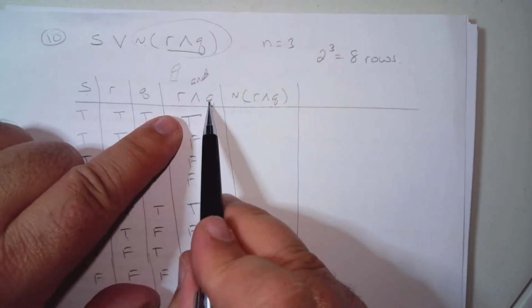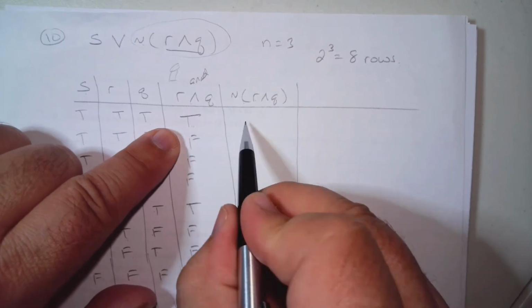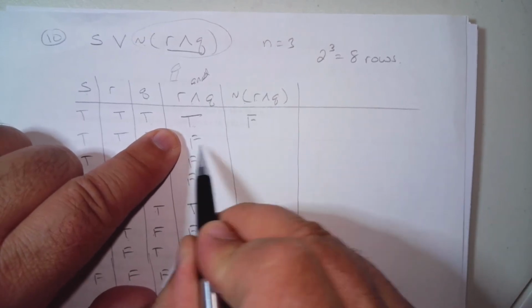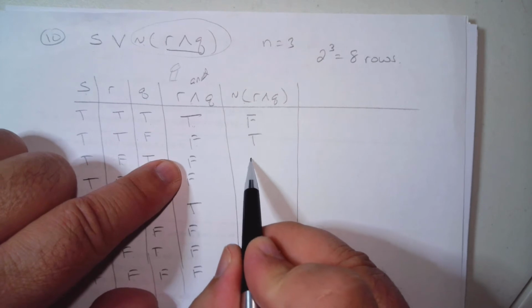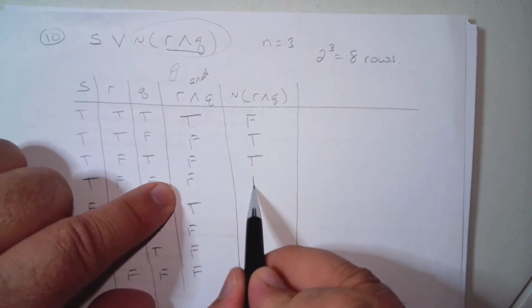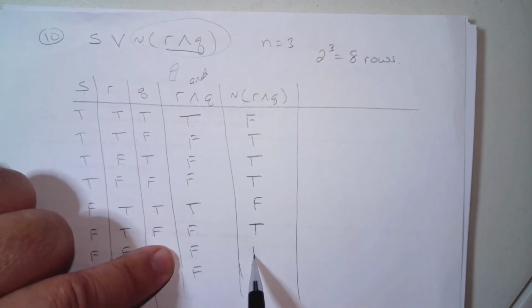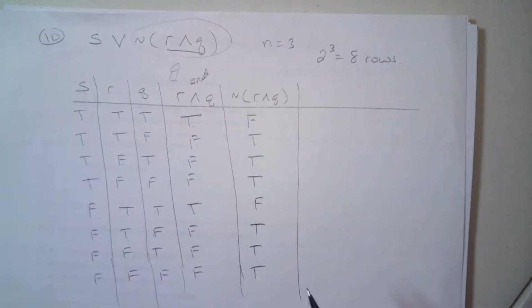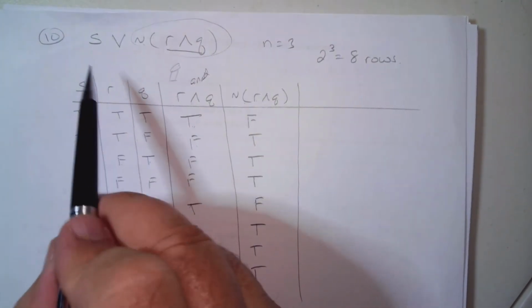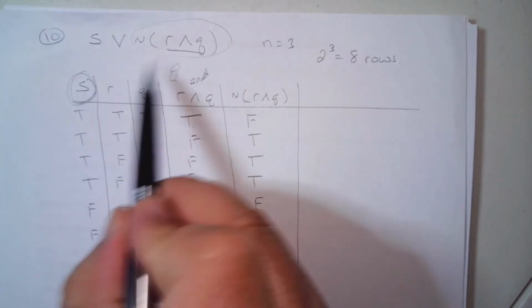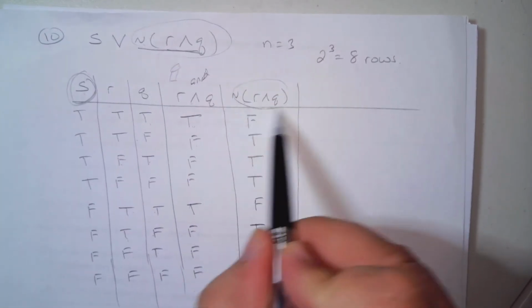Negating R and Q means just change the signs. True becomes false. False becomes true. False becomes true. False becomes true. True becomes false. True, true. So now we have S and not R and Q.